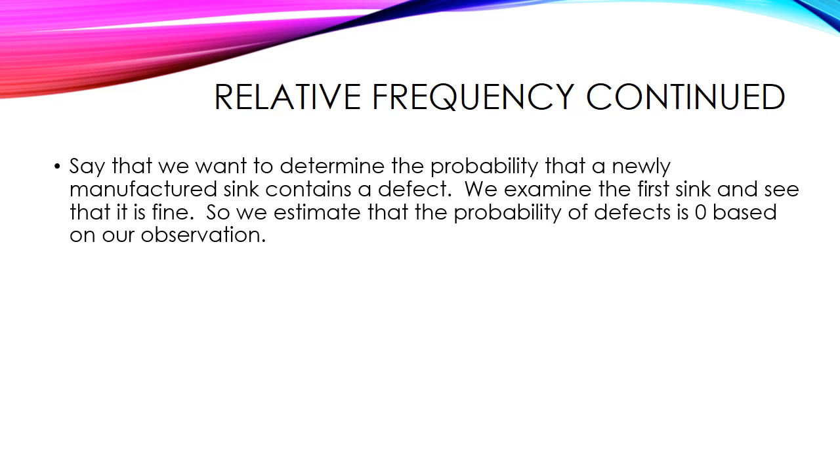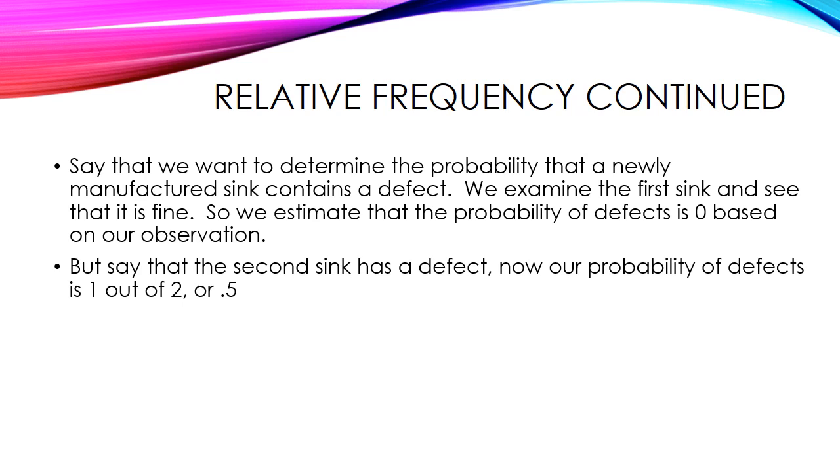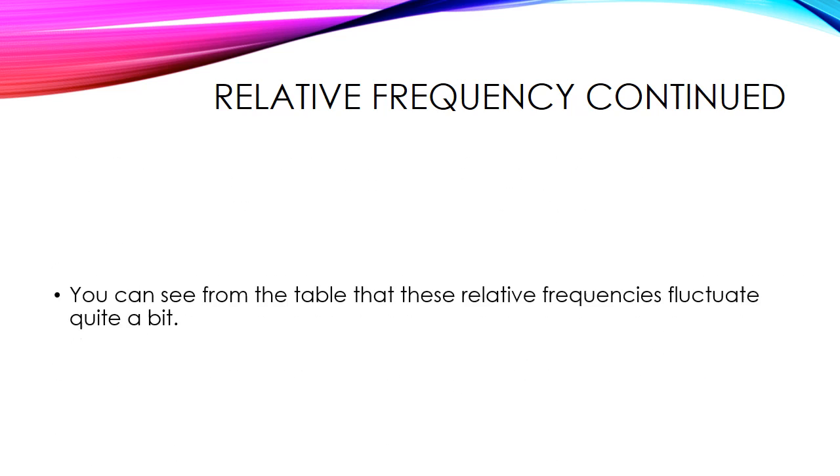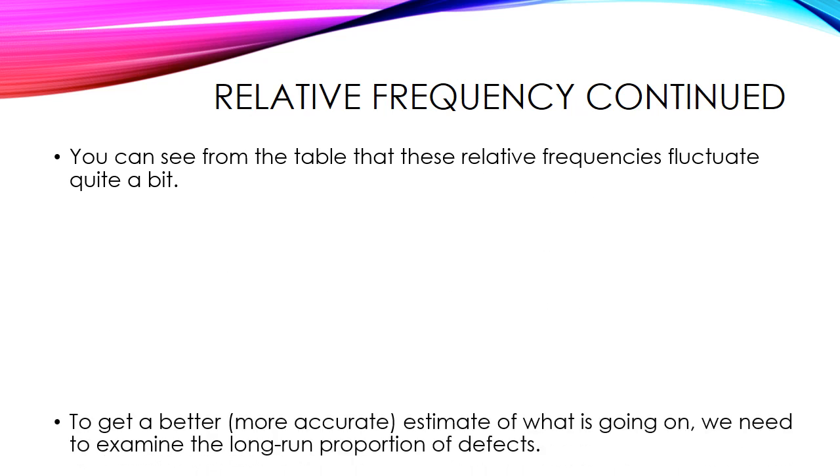Let's say that we want to determine the probability that a newly manufactured sink contains a defect. We examine the first sink off the assembly line and it's fine. So we estimate that the probability of defects is zero because the first one was fine. But let's say that the second one has a defect. Now we have a probability of 1 over 2, or 0.5. If we keep doing this, here are 10 samples of the sink, and some of them have defects, some of them don't. Notice the relative frequency at the bottom. It's kind of up and down. It's 0 to 0.5. The third one was fine, so now our probability is 1/3. Then it went to 1/4, and then 0.2, and kind of back and forth. So these relative frequencies fluctuate a lot, especially early on.